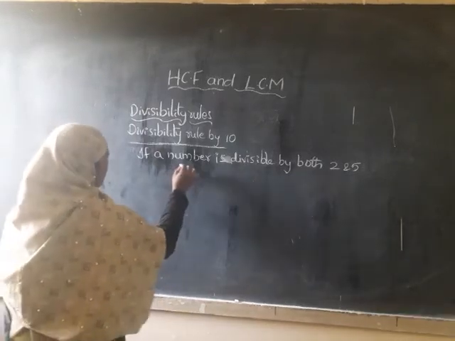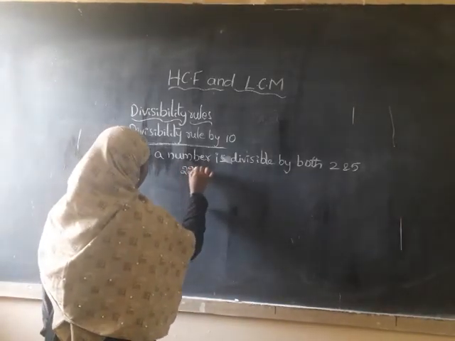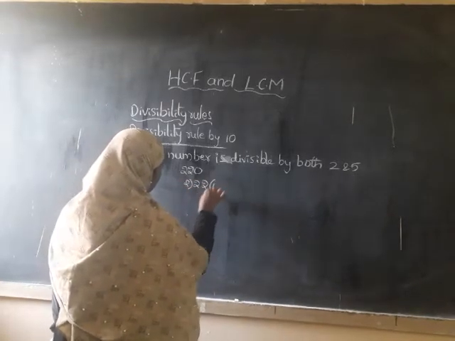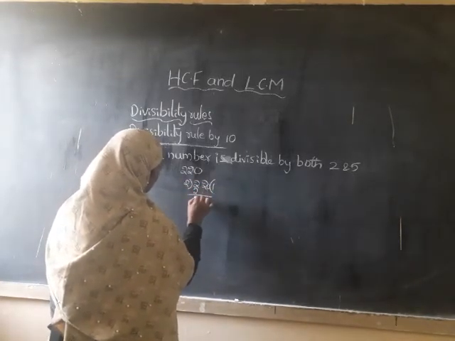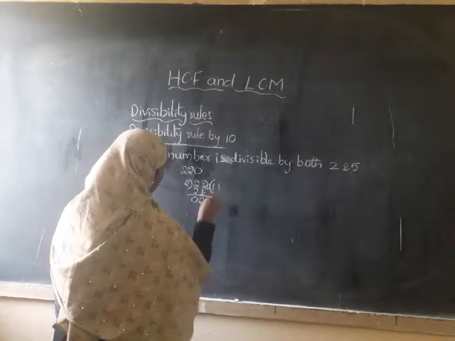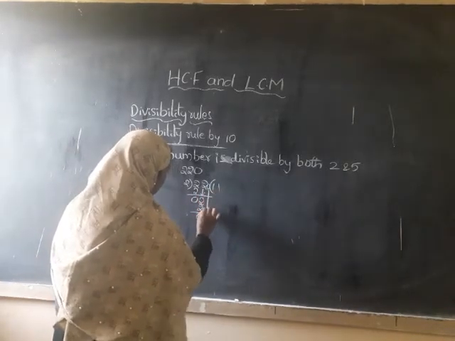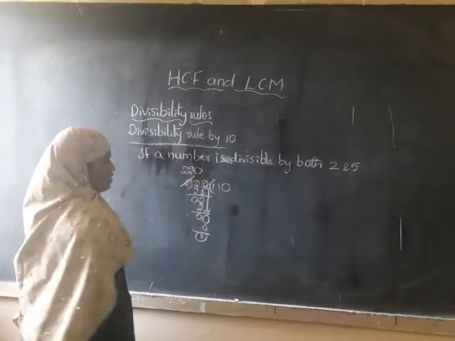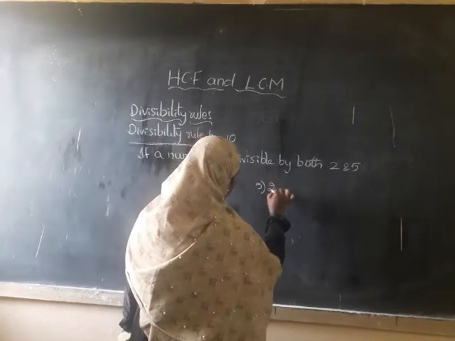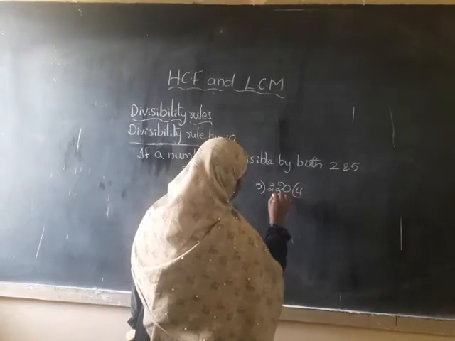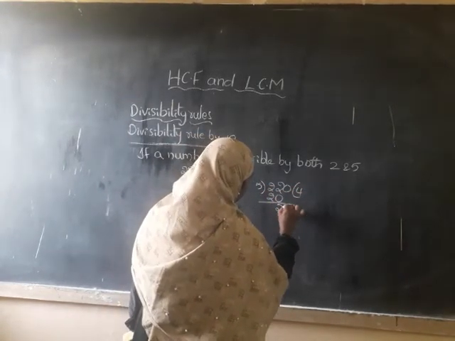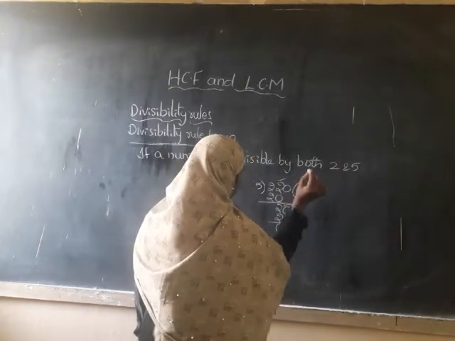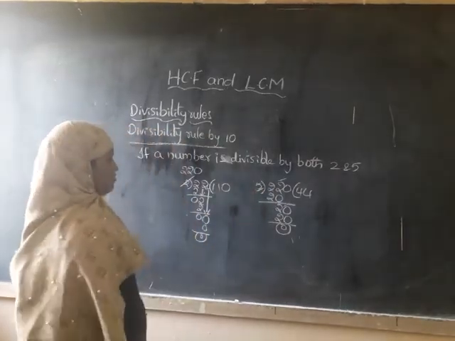For example, take 220. So by 2: 2 ones 2, 0. Now 2 ones 2, 2 zeros 0. It is divisible by 2. Now with 5: 5 fours 20. Again 5 fours 20. It is also completely divisible by 5.